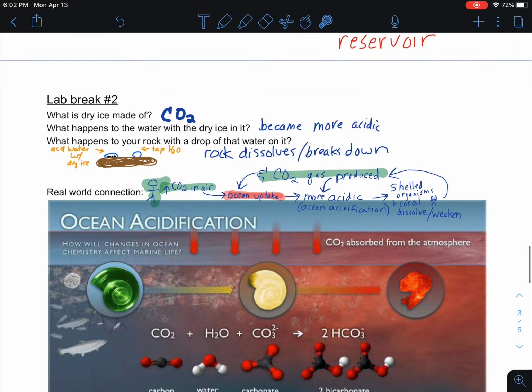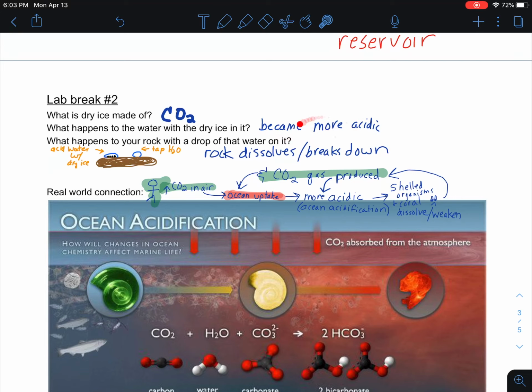Next item. Lab break number 2. What is dry ice made of? Carbon dioxide. Now, if we were in class together today, I would have carbon dioxide and we would have dry ice and we would play with it. What happens to the water with the dry ice in it? It becomes more acidic. You have learned that last semester.